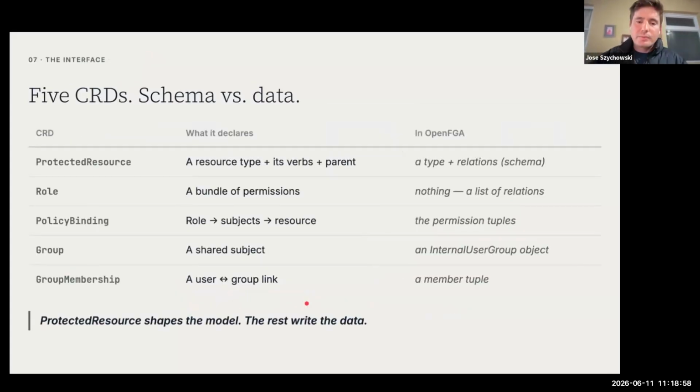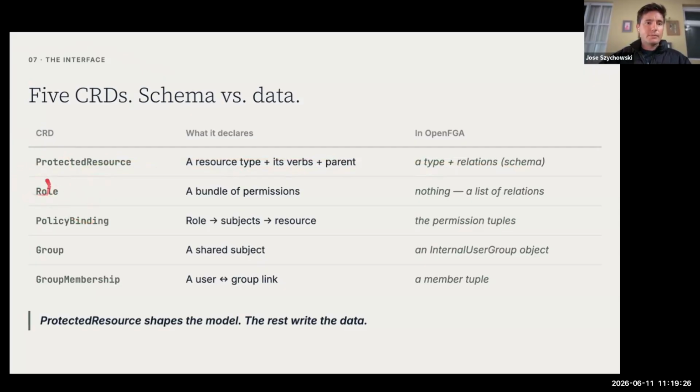So I think just to make everything clear and really understand how our system works with OpenFGA, I'm going to explain how each one of these custom resource definitions works and what they do on the OpenFGA side. First, we have our protected resource, which is just a resource type with the verbs and a parent. This inside OpenFGA is just a type with the relations. It just builds the model schema.